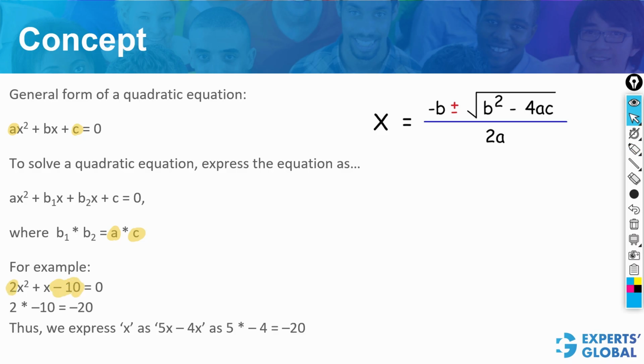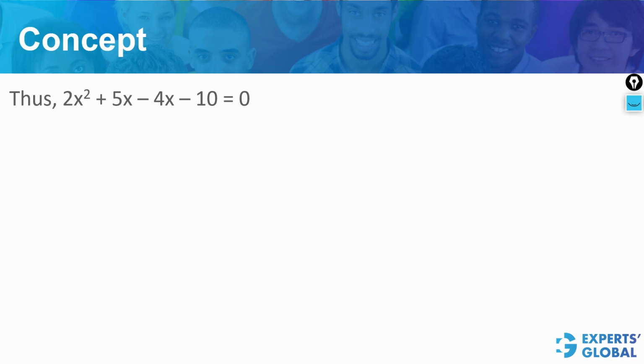Therefore, we must express x in such a way that the product of the two terms turns out to be same as the product of a and c. Therefore, we need to break x in such a way that the product turns out to be minus 20. Therefore, x should be expressed as 5x minus 4x. You see, 5x minus 4x is x, and the product of 5 and minus 4 is minus 20, which is what we needed. Therefore, this is what we get.